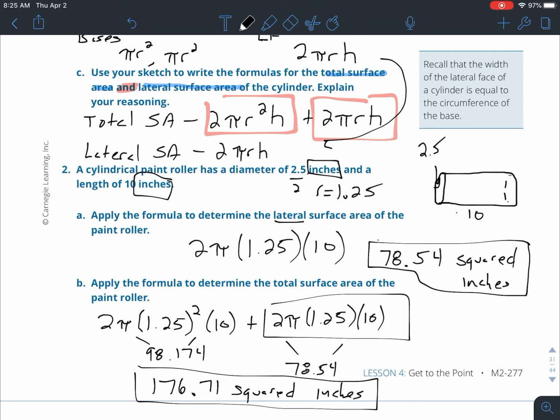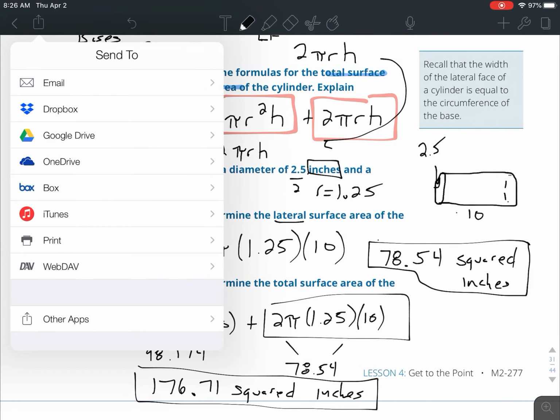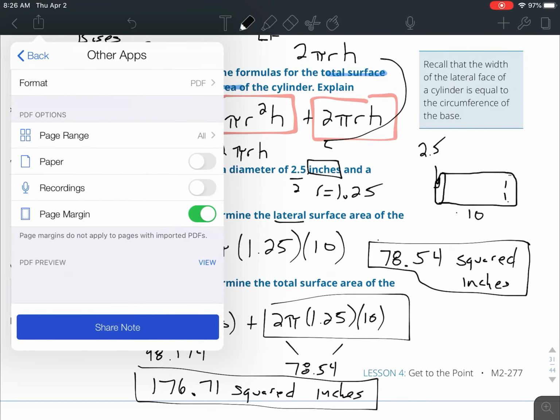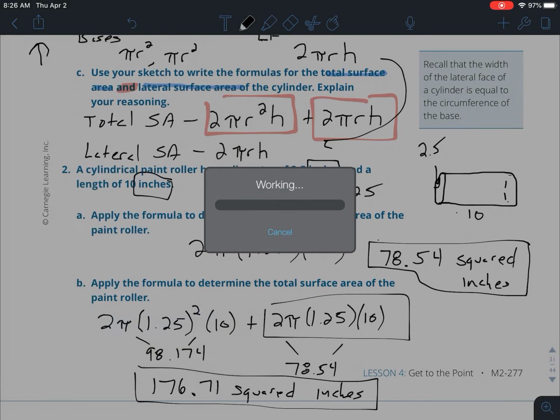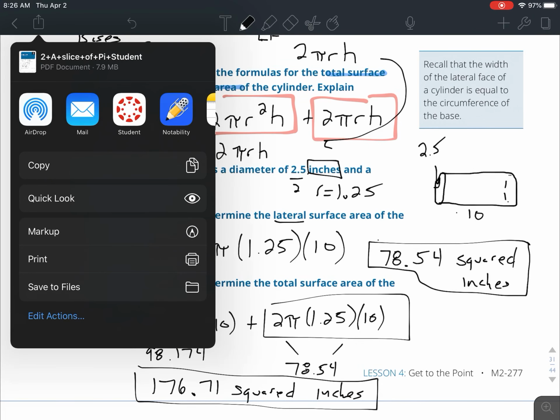All right, now I am going to show you guys how to submit this. It's going to be a little different on mine, but essentially you're hitting the same buttons. Mine just will not show the student submit. To submit assignments, you have to hit this key right up here in the top corner. That's a square with an arrow. You go down to other apps. You hit share note. This should be in a PDF. Share note. It's working to make the assignment shareable.